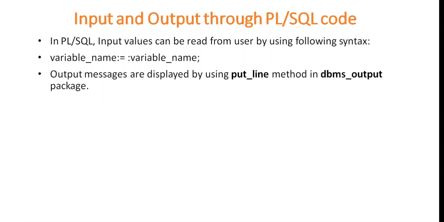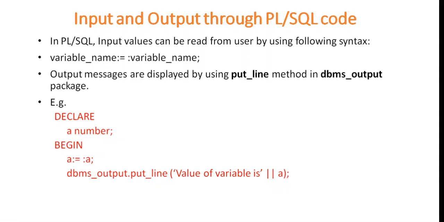So this is how we can read input and display output in PL/SQL code. For example, one block has first a declare section. In this declare section, we have declared one variable, a, which is of number type. It is an unconstrained declaration, that is, we have not specified any size for the variable. Then there is the begin section, which is the executable section. In this begin section, we are reading a value for variable a.